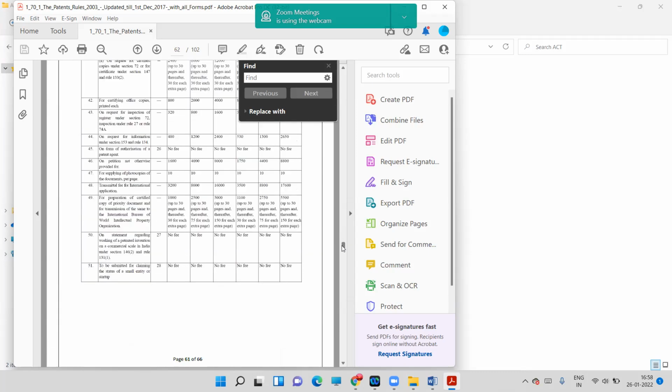Yeah, I guess this last one. It is 42. Row number 42, yes, it's 42. 47 and 49 are related to the register. 42 is for certifying office copies and the printed. And this is for a natural person, 800.